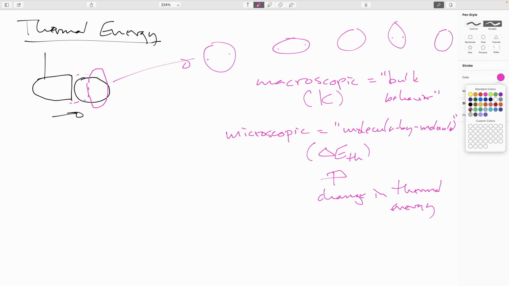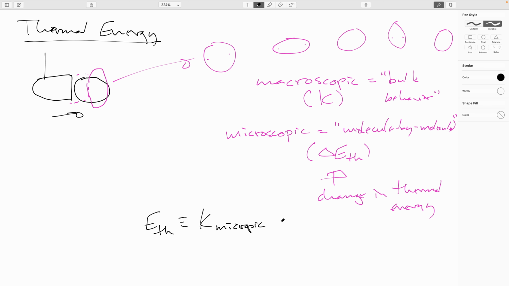And what we will mean by thermal energy here is the kinetic energy associated with the microscopic motions, along with the potential energy, which we haven't rigorously defined yet, but it's the energy associated with the bonds holding the molecule together in this case.